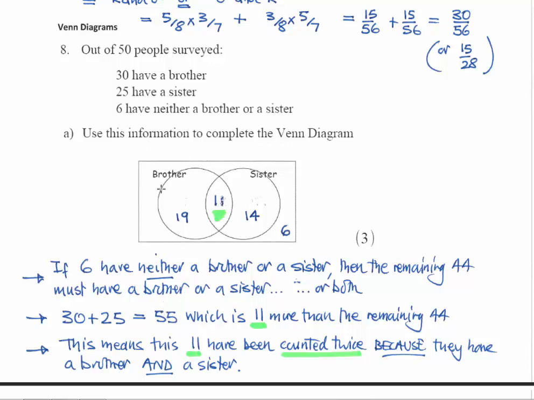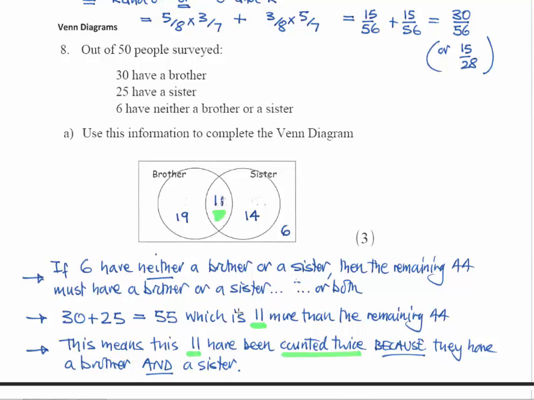Well, if I've just told you that the total amount here must be 44 to add to the 6 to make 50, and the 30 and the 25 adds up to 55, that's 11 too many. Okay, and those 11 are over because they've been counted twice.